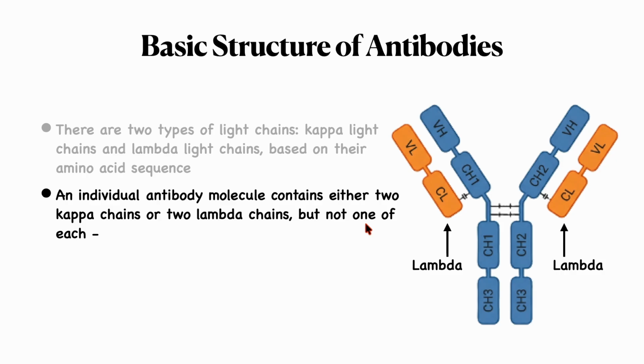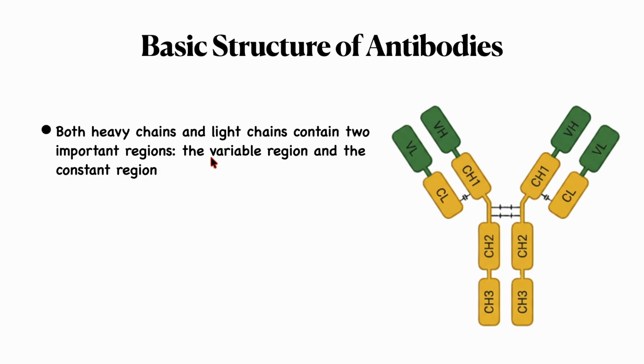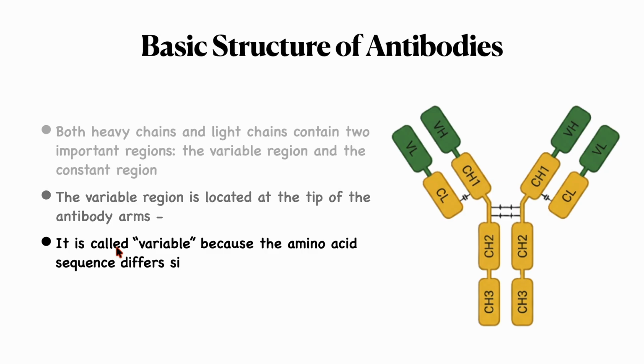Now, let's examine the structure of each chain in more detail. Both heavy chains and light chains contain 2 important regions, the variable region and the constant region. The variable region is located at the tip of the antibody arms. In the diagram on your right, you can see variable regions in green color.